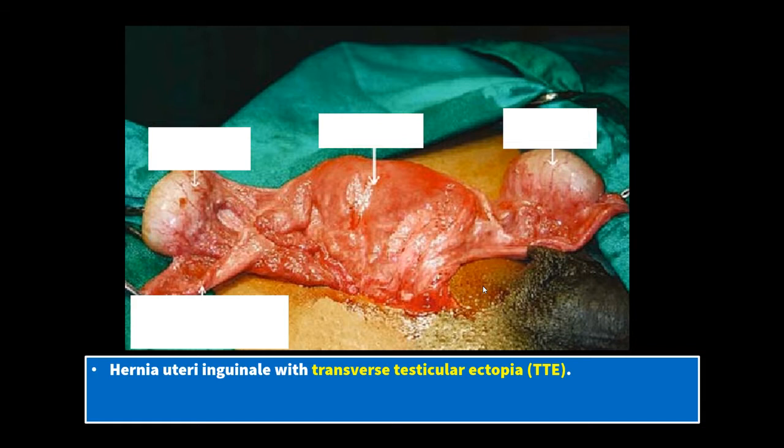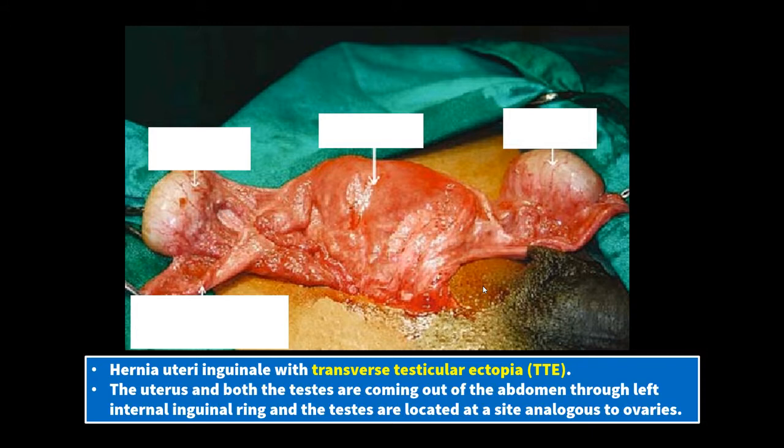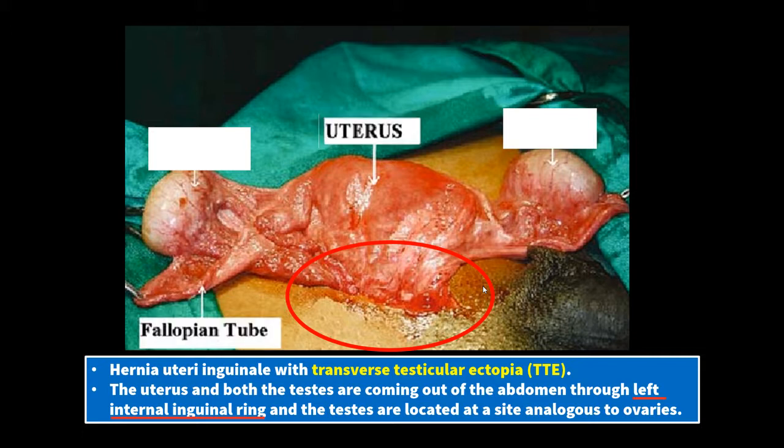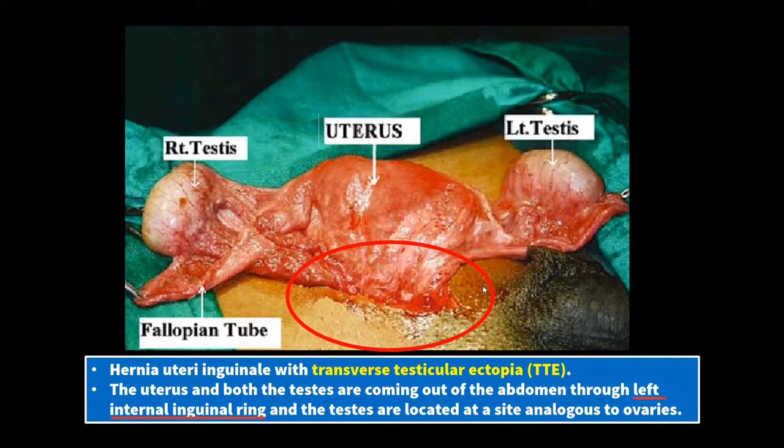This photo shows hernia uteri inguinale with transverse testicular ectopia. The uterus and both the testes are coming out of the abdominal cavity through the left inguinal ring, and the testes are located at a site analogous to ovaries. Fallopian tube, uterus, right and left testes at the sites of the ovaries.